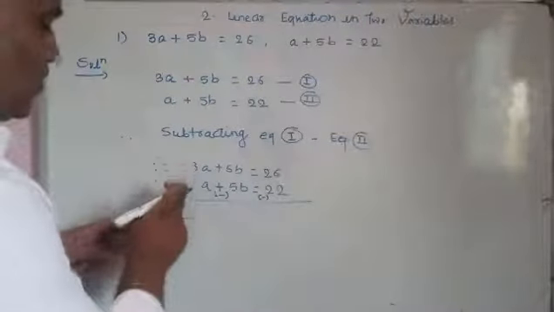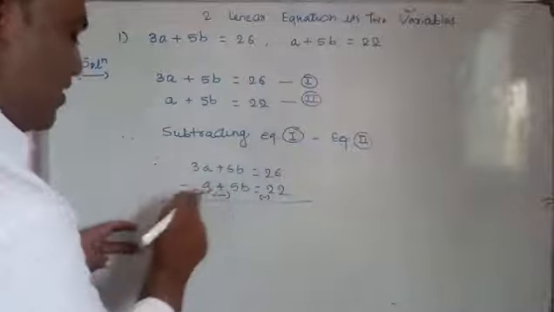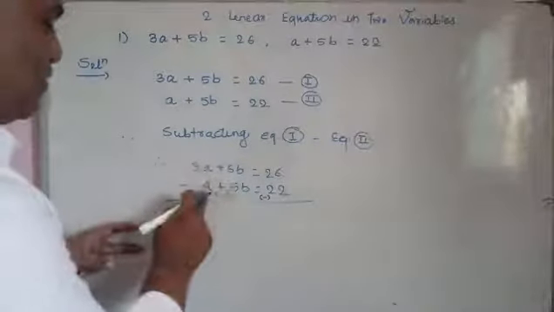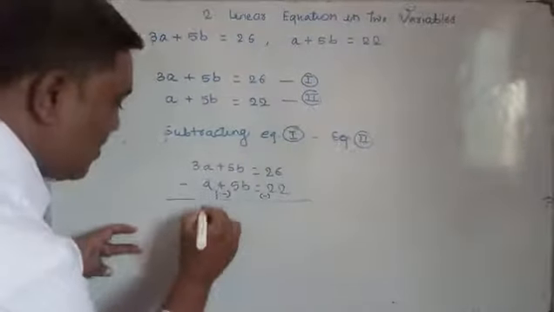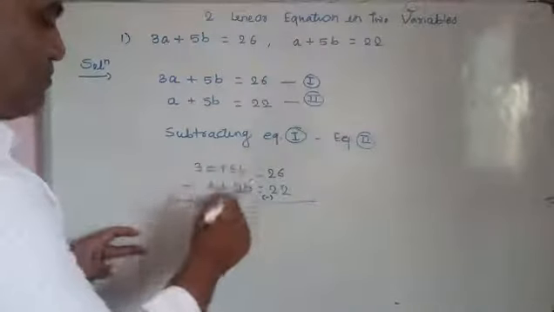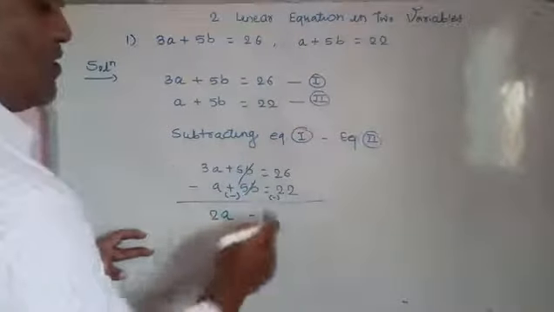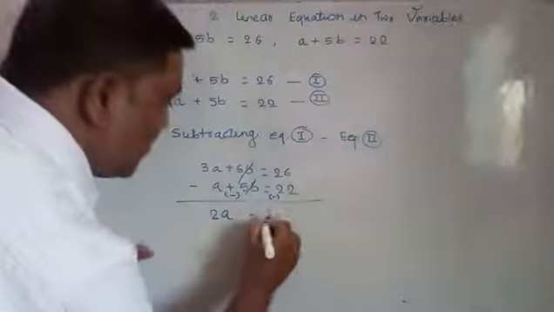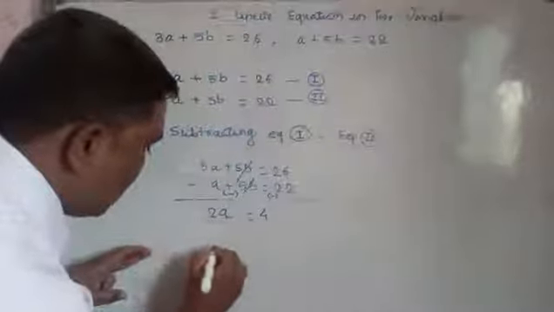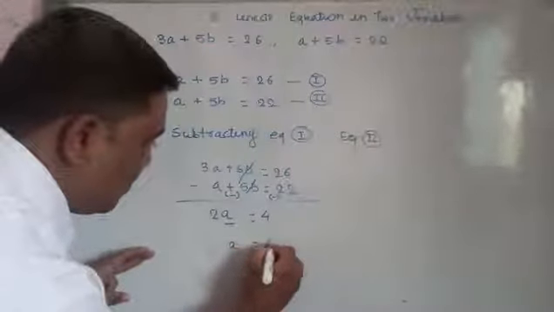So this is positive, this is negative. Plus minus, minus 3 minus a. That means 1 is the coefficient of a. So 3 minus 1 is equal to 2a. What about plus 5b minus 5b? It will be 0. And what about 26 minus 22? We will get 4. Therefore, 2a is equal to 4.